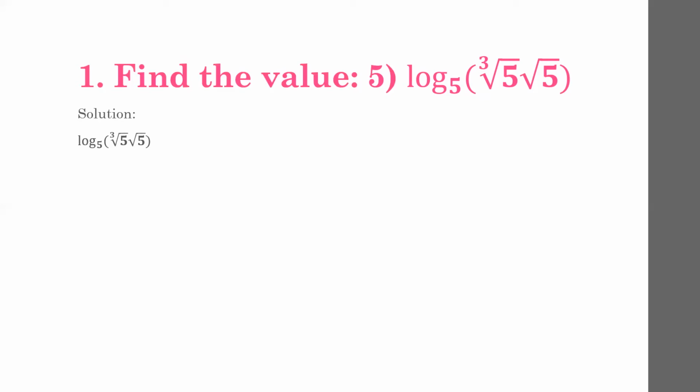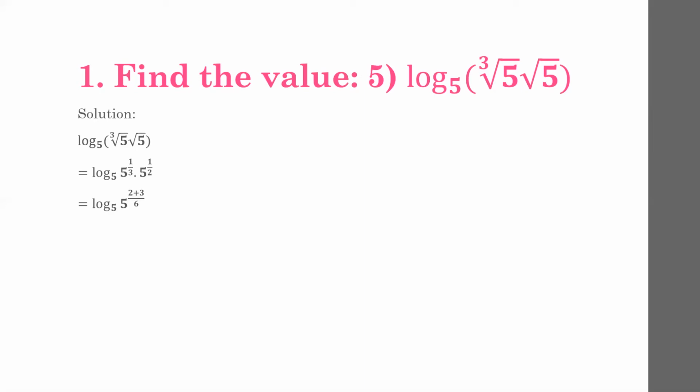Now the roots can be written as 1 by that part. So we know root over 5 can be written as 5 to the power half, and cubic root of 5 can be written as 5 to the power 1 by 3, as we learned that the nth root of a is equal to a to the power 1 by n. So applying that, we have log 5 base 5 to the power 1 by 3 into 5 to the power half. Now we have the same base 5 and a multiplication sign between them, so we can add the powers of 5 in the next line.